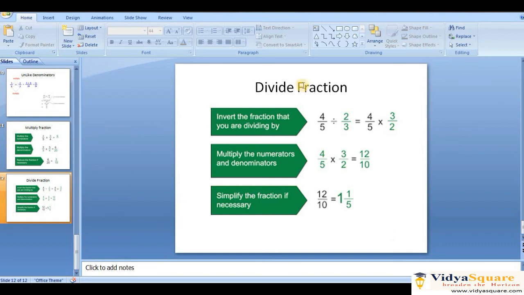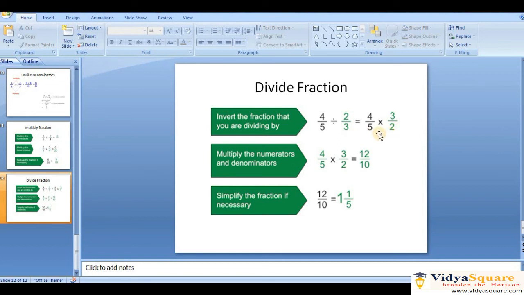The next operation is division. So how do we divide fractions? Step number 1 is to invert the fraction that you're dividing by. So just invert the second fraction. Keep the first fraction as it is, 4 by 5. Then change the division into multiplication. So put a multiplication sign here, then invert the second fraction. So 3 becomes the numerator and 2 becomes the denominator.